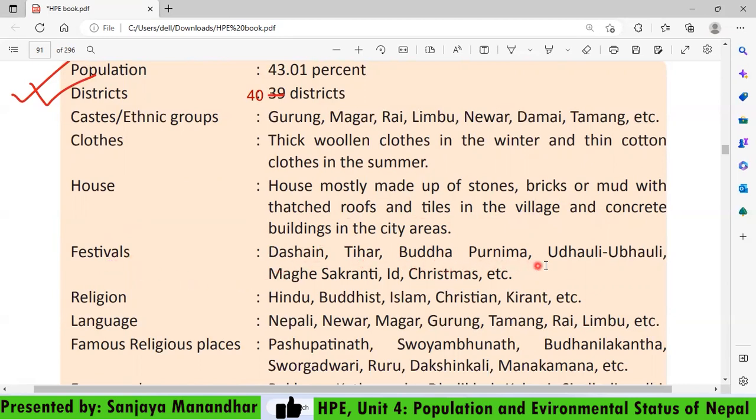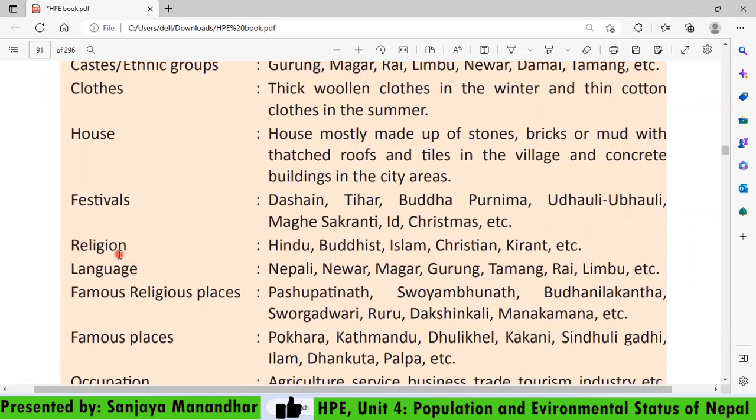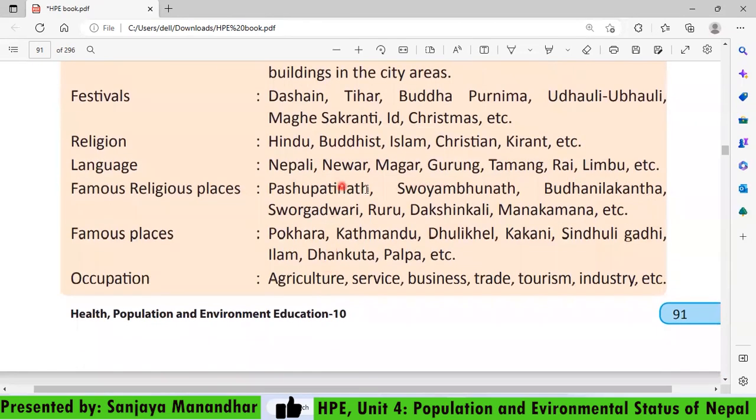Festivals: Dasain, Tihar, Buddha Purnima, Udauli, Ubauli, Maghe Sangranti, Eid, Christmas, these all are celebrated. And in religion: Hindu, Buddhist, Islam, Christian, Kirat. Language: Nepali, Newari, Magar, Gurung, Tamang, Rai, Limbu. Famous religious places: Pashupatinath, Swayambhunath, Budhanilkantha, Swargadwari, Ruru, Dakshinkali, Manakamana, and many others you can add yourself. Famous places: Pokhara, Kathmandu, Dhulikhel, Kokani, Sindhuligadhi, Ilam, Dhankuta, Palpa, etc.